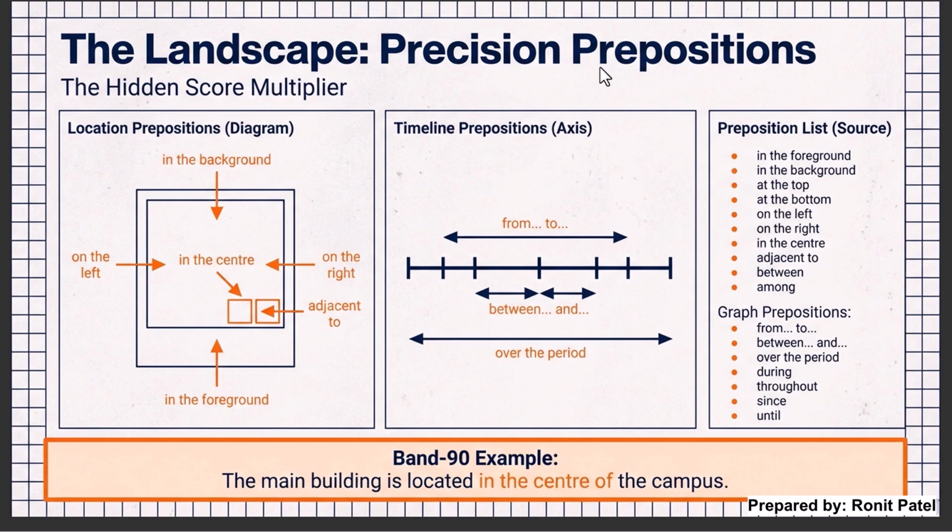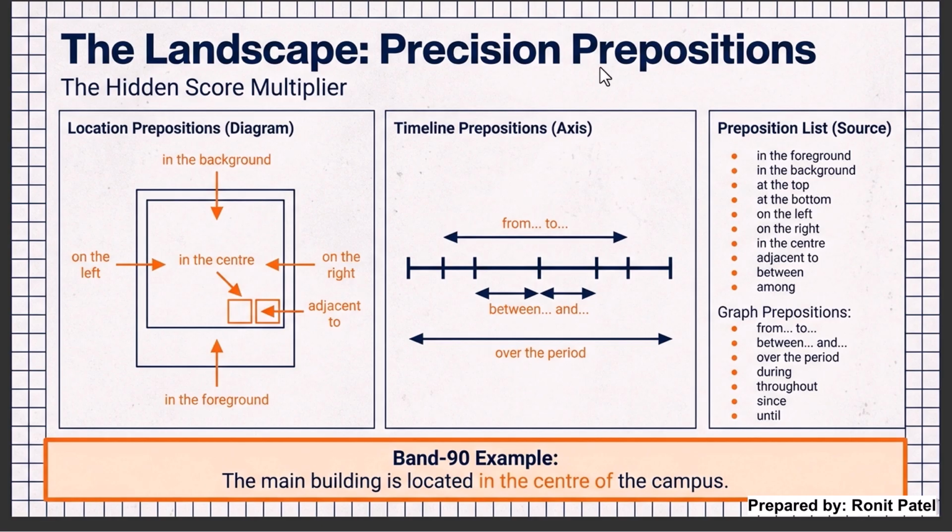Here's the mental scanning strategy you can use. First, analyze foreground, then center, then background, and in the end, edges. This creates structured description flow. Timeline prepositions for graphs: from to, between, over the period, during, throughout, since, until. These signal temporal awareness, which boosts content score.